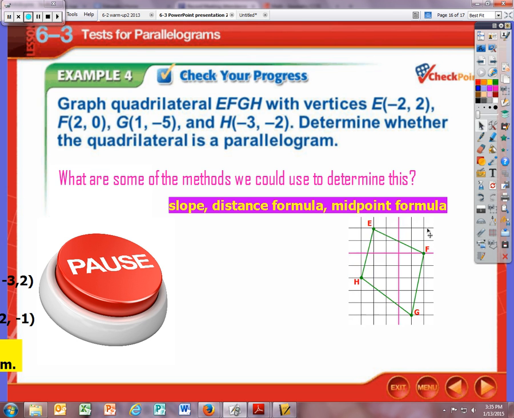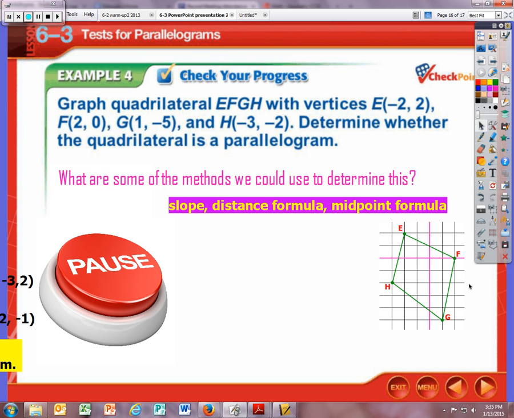Alright, so I've drawn a graph for you already. Here's what your quadrilateral looks like. Since we already had a slope problem where we attempted to work the problem using slope, I decided on this one I was going to use midpoint so you could see a different method of how to prove that you do have a parallelogram or you do not have a parallelogram.